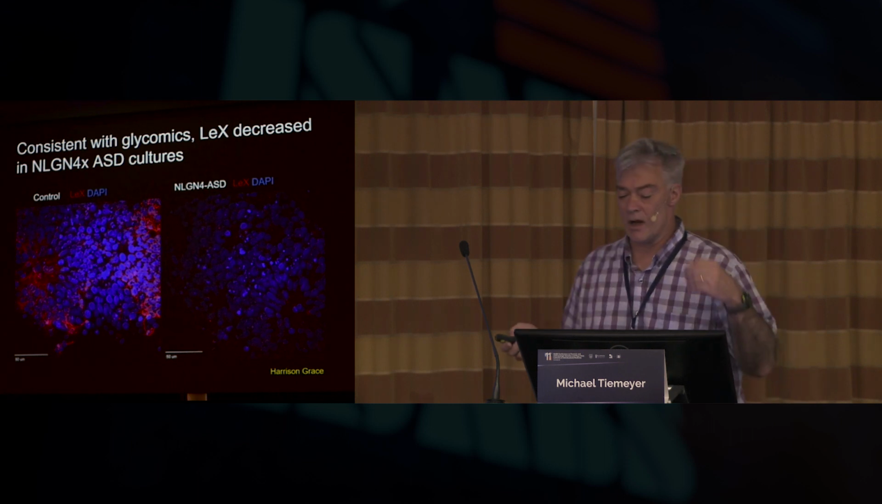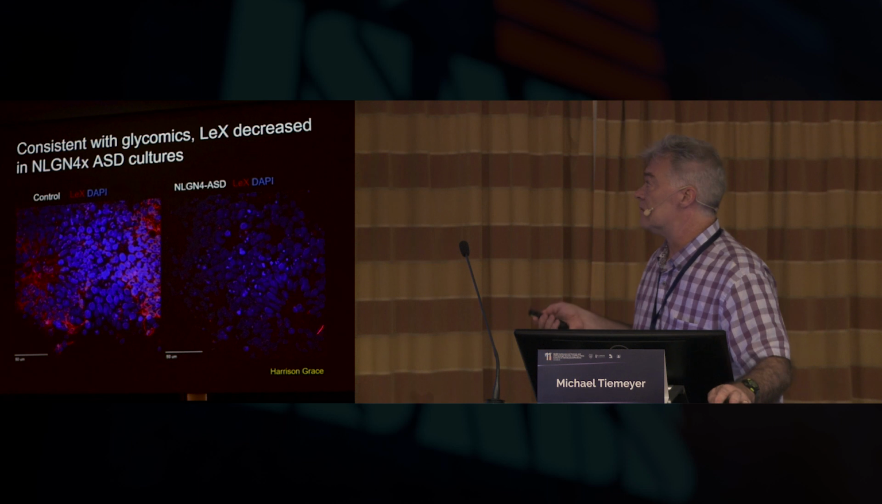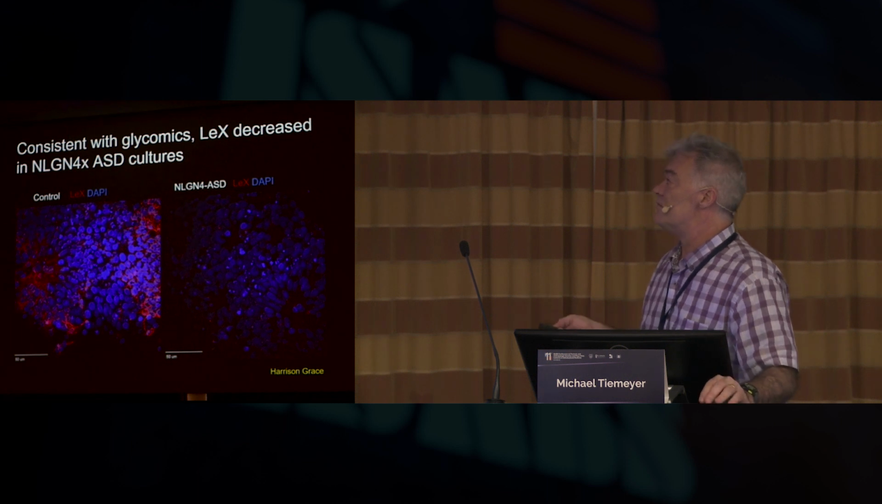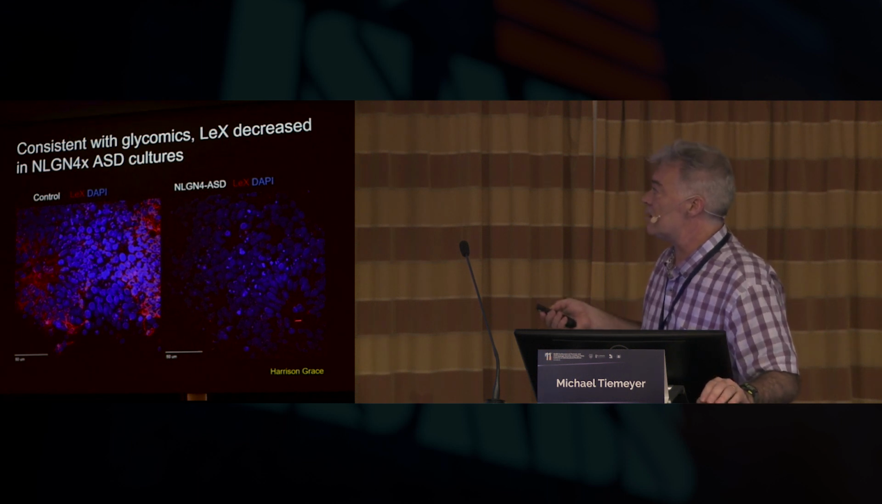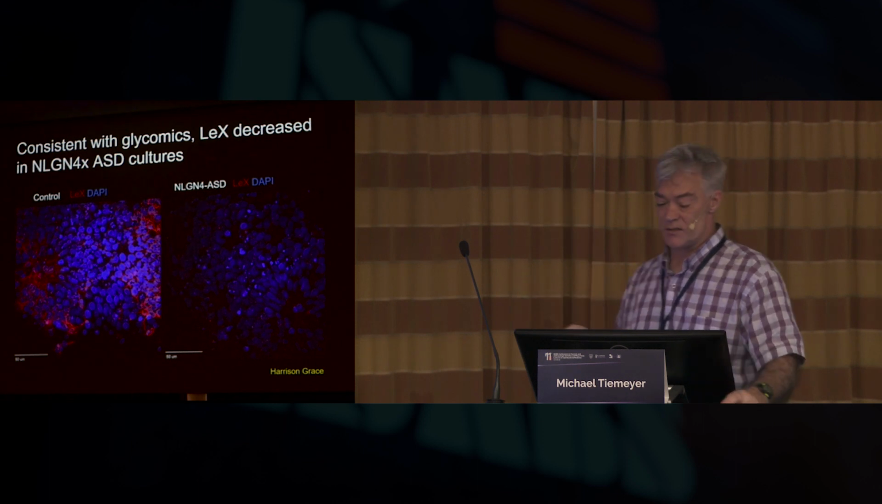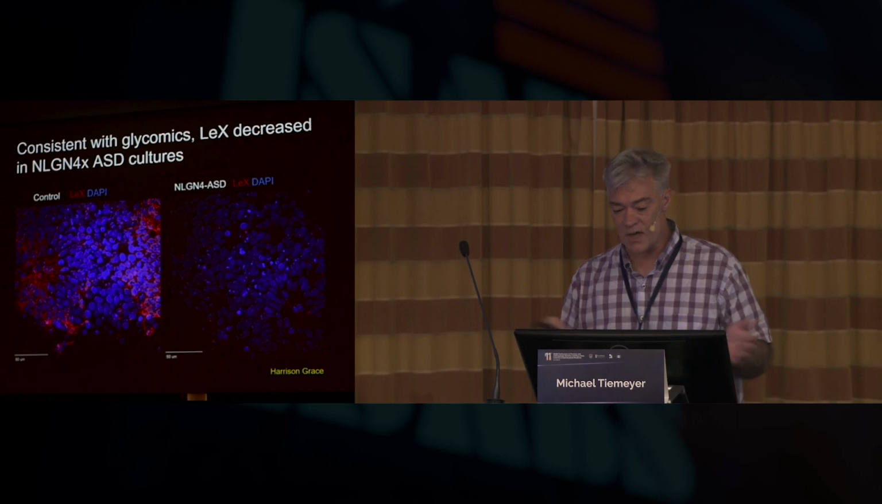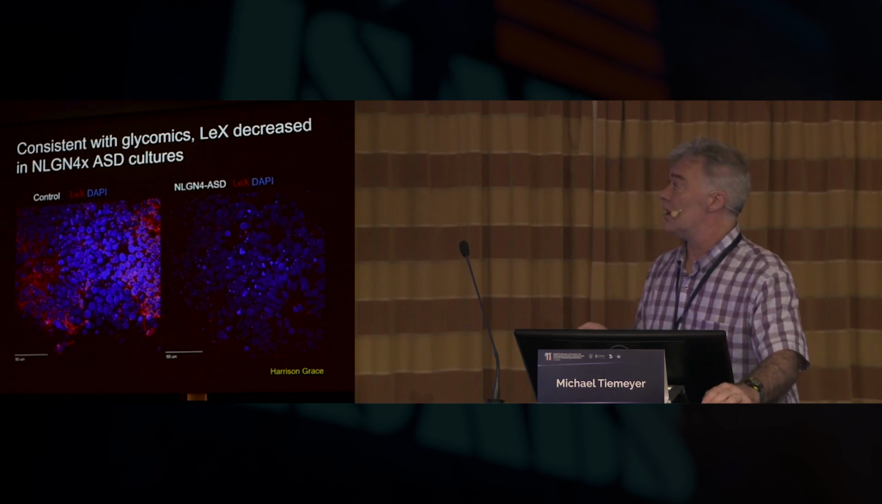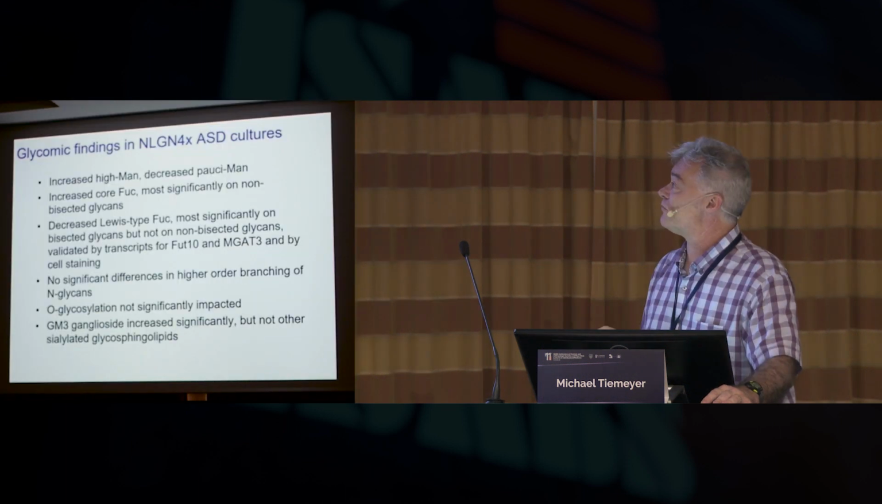So there's some, we think, maturation phase through which these cells must go, in which Lewis X is first upregulated and then downregulated, and these autism spectrum disorder cells are somehow stuck in this differentiation phase, and that's reflected in this glycomic profile.